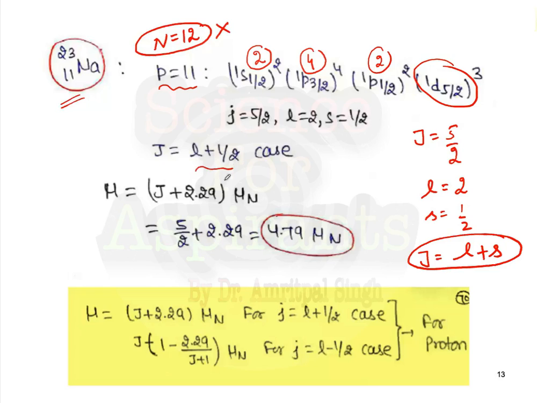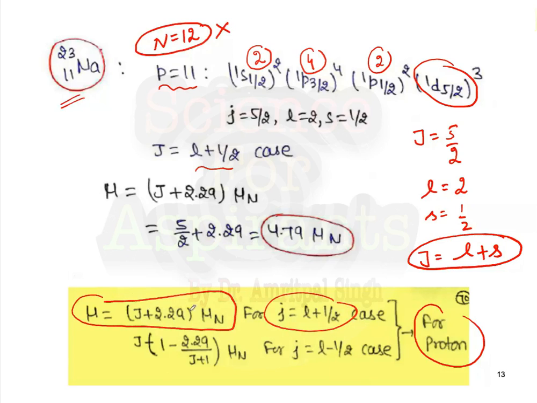And for the stretched case, if the last particle is a proton, you can see that the magnetic moment has a value of J plus 2.29 times the nuclear magneton. So putting in the value of J, we can find the magnetic moment of this sodium-23 nucleus.